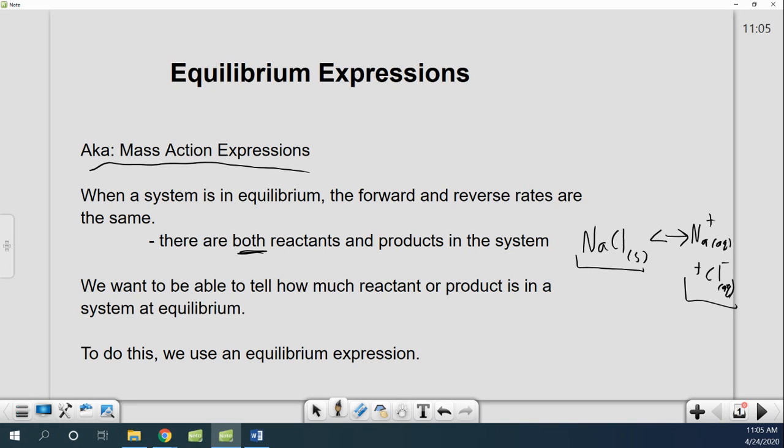Cool. Now here's the goal, though. We want to be able to tell how much reactant or how much product is in a system at equilibrium. So I say, hey, here's your glass of water. Here's 35 grams of sodium chloride. Once this reaches equilibrium, how much salt's sitting at the bottom of the cup? Now, you're going to need a little more information to actually solve that, but that's where we're going to go with an equilibrium expression. So to actually solve it, we set up what's called the equilibrium expression.